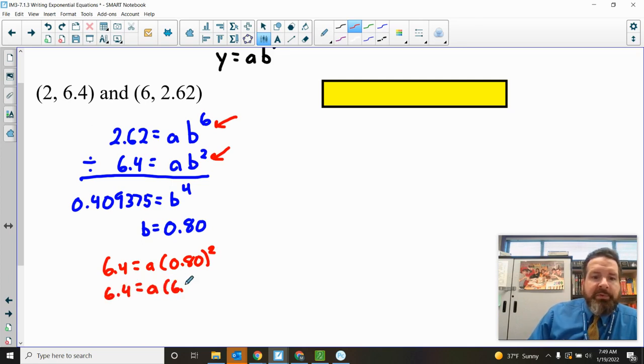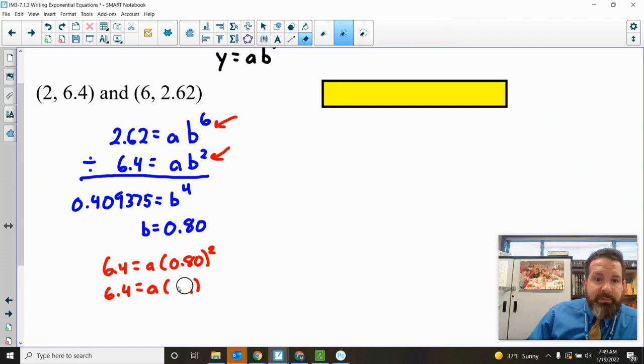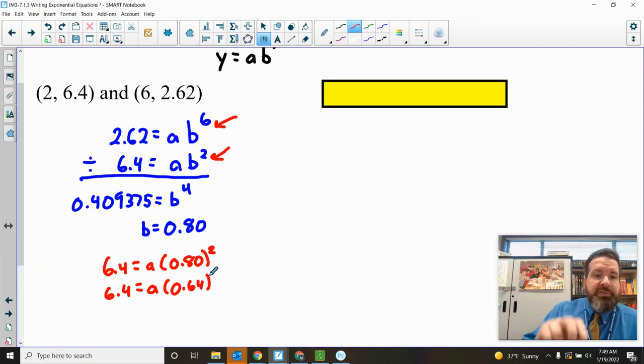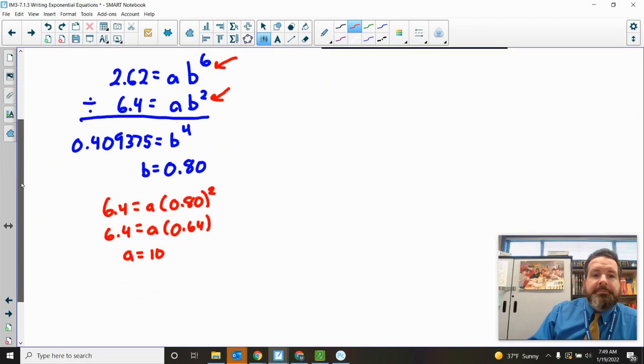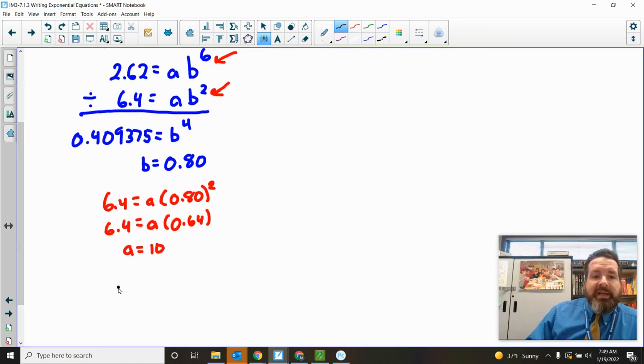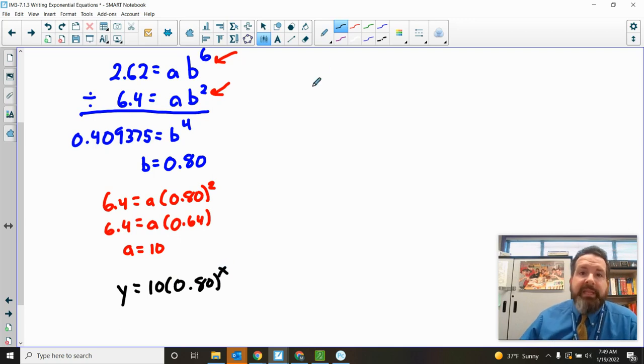A times 0.64. I put the decimal in the wrong spot. So then do a division, you're going to end up with a equals 10. Put that all together, and we've got y equals 10 times 0.80 to the x power. There's your model.